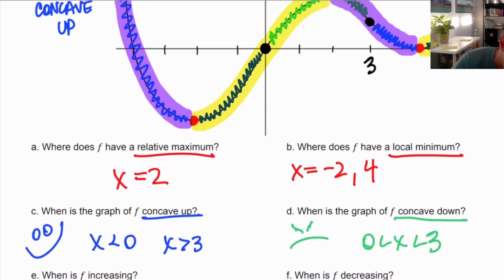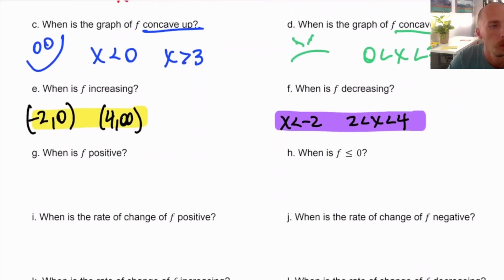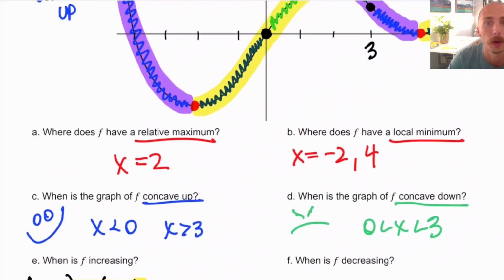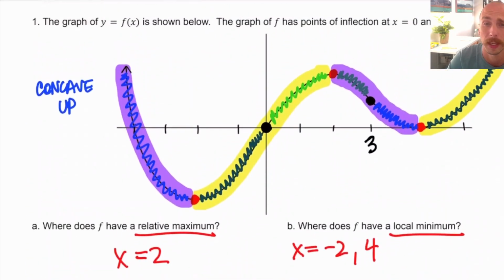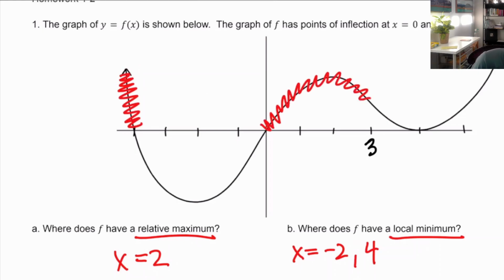x less than -2 and between 2 and 4. So that's when f is decreasing. When is f positive? f is going to be positive anytime its graph is above the x-axis. That means here and here as well. I was going to miss that.